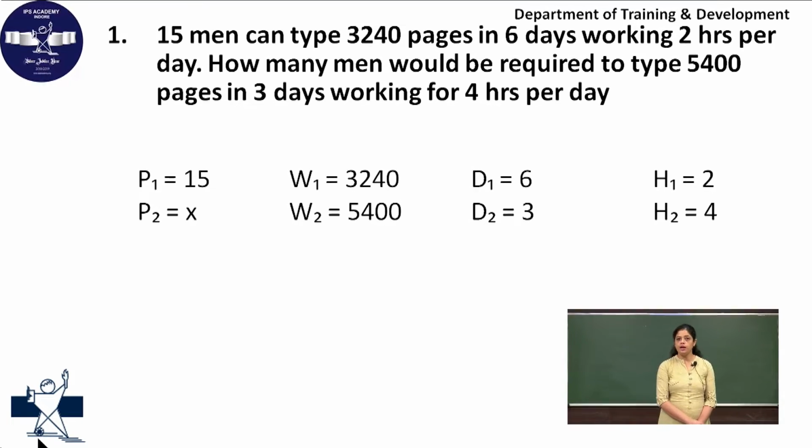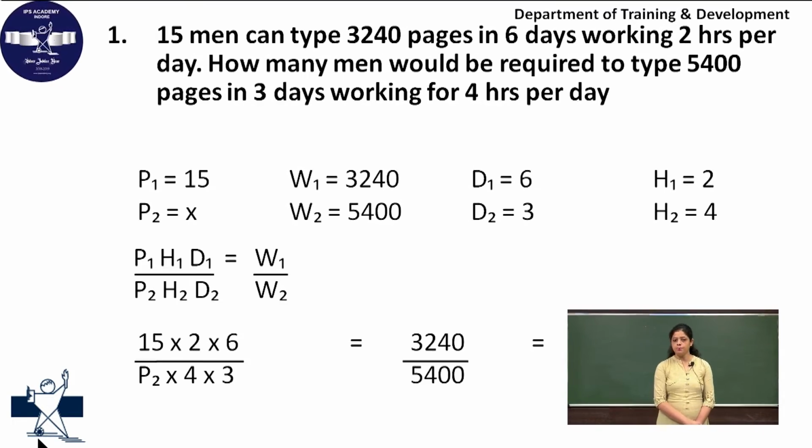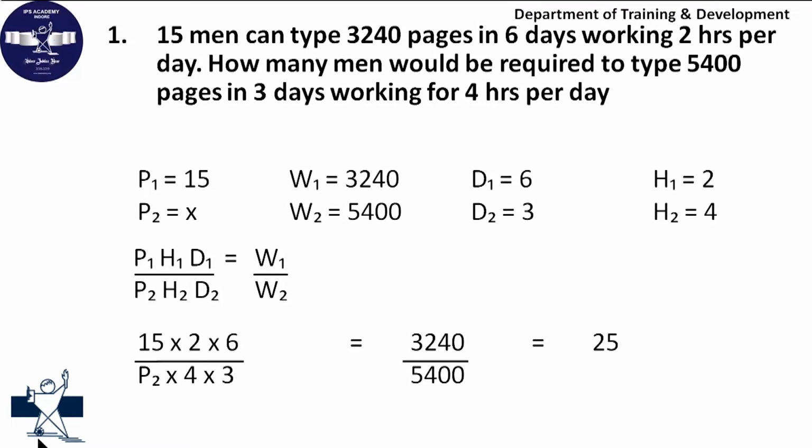So now which formula will come into picture? First, P1 D1 H1 upon P2 D2 H2 equal to W1 upon W2. So just put the values and you will get the answer. That means 25 men would be required to type 5400 pages if the work has to be finished in 3 days, working for 4 hours per day.